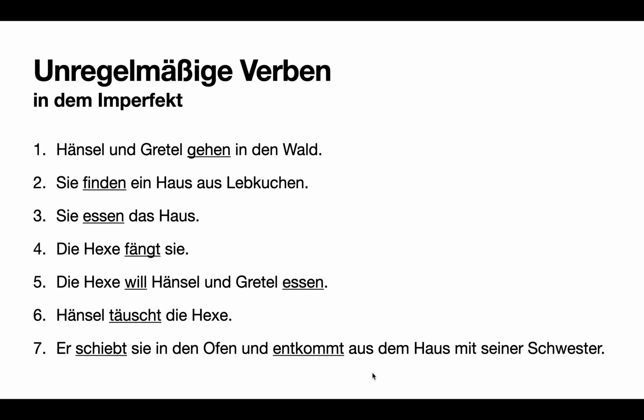Hänsel und Gretel gehen in den Wald should turn into Hänsel und Gretel gingen in den Wald. You should refer to your handout to get those past tense forms, and remember that not only did I have to find the past tense form of gehen, which is ging, but I had to add an en ending because Hänsel und Gretel is a plural subject, plural sie meaning they. Pause the video now and go rewrite the rest of these sentences. We'll check them together when you're done.